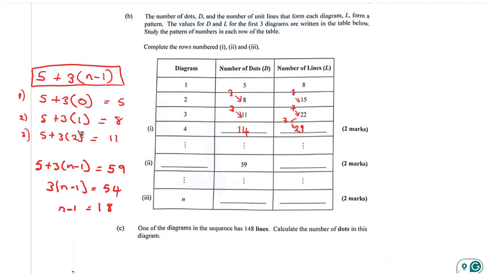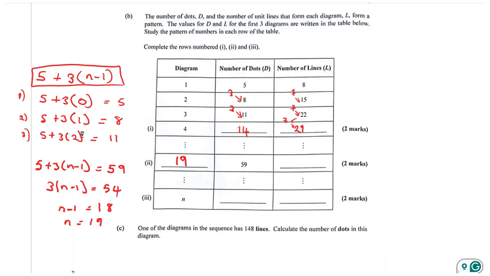Next, in order to find n, we just add 1 to both sides. So we have n is equal to 19. So here now we have 19, the diagram number that is associated with the number of dots, 59.